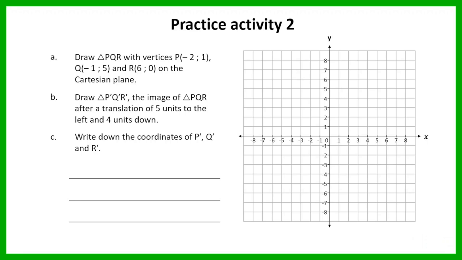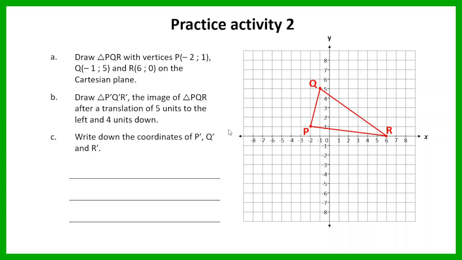Okay, so let's go through that example. So the very first thing you had to do was you had to plot the triangle PQR on the Cartesian plane. So the point P is minus 2, 1, the point Q is minus 1, 5, and the point R is 6, 0. So you should have ended up with a triangle that looked like this, where P is the point negative 2, 1, Q is negative 1, 5, and R is 6, 0. So that's what you should have had for your triangle for question A.